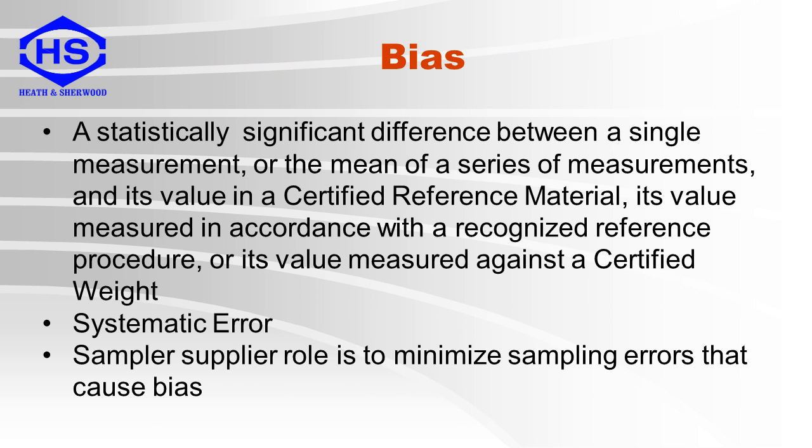A bias is a statistically significant difference between a single measurement, or a mean of a series of measurements, and its value in a certified reference material, its value measured in accordance with a recognized reference procedure, or its value measured against a certified weight. This is a systematic error. It is the sample supplier's role to minimize sampling errors that cause bias.